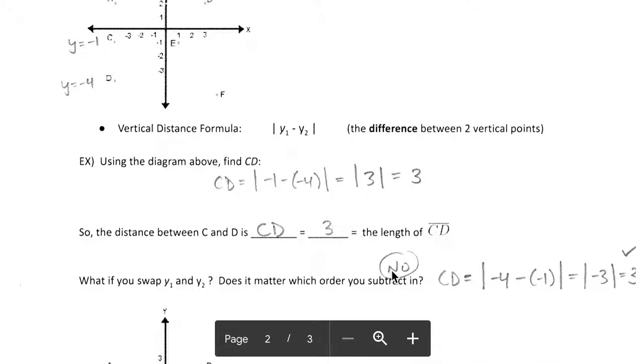Does it matter what order you subtract in for vertical values? No, in the same way it wasn't a problem when we did the horizontal ones. So we can try it out. We can do -4 minus -1. Just flip it. That gives us -4 plus 1, which is -3, but because it's a distance, we make it positive, so we get the exact same length there.